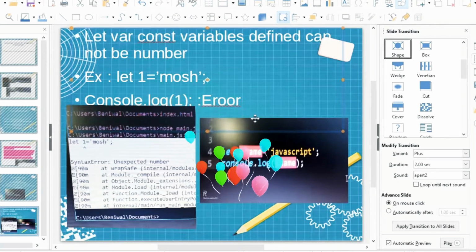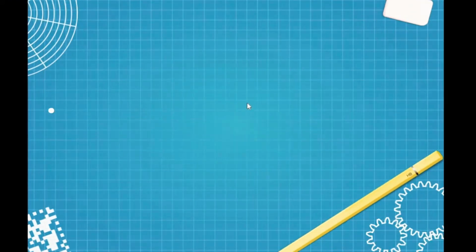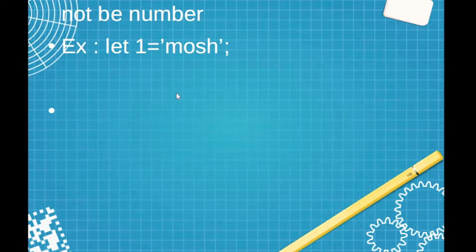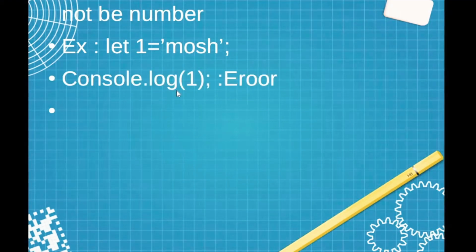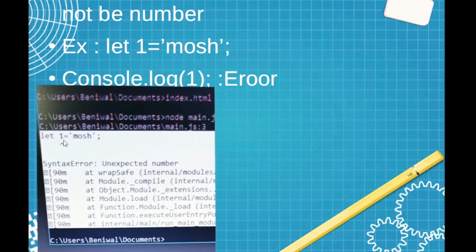Now we are starting with our final rule. Let, variable and constant names once defined cannot be a number. For example, let 1 is equal to most. In this case, if you are a beginner, you may think this is a variable, but it is not. When we do console.log 1, we get an error. Let me show you this screenshot. We say let 1 is equal to most, and when running it, it says unexpected number.